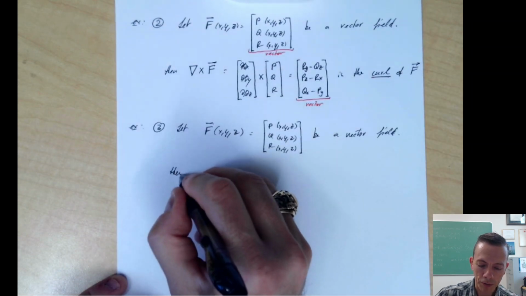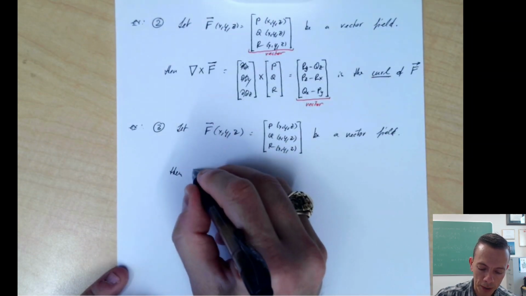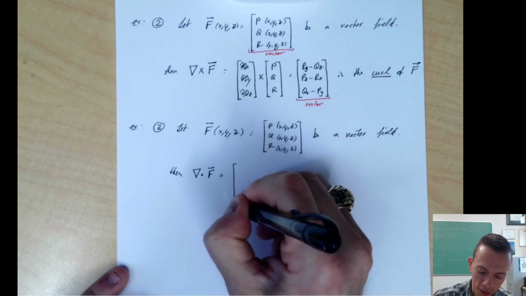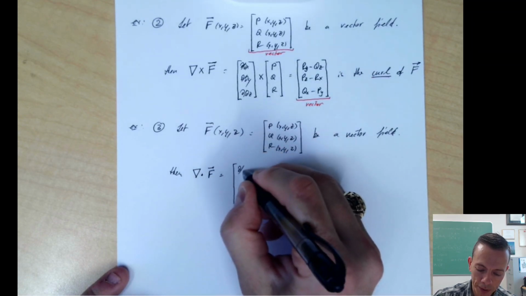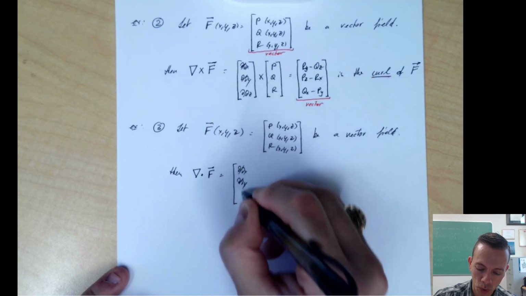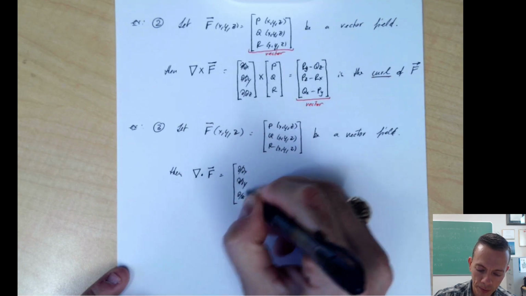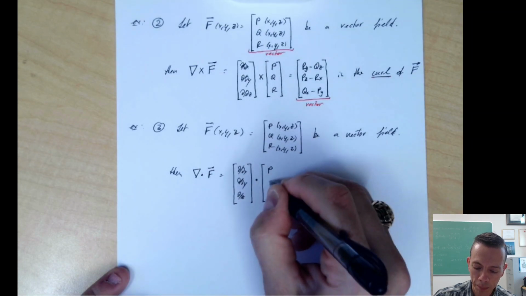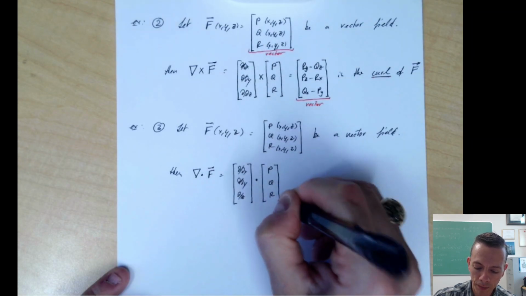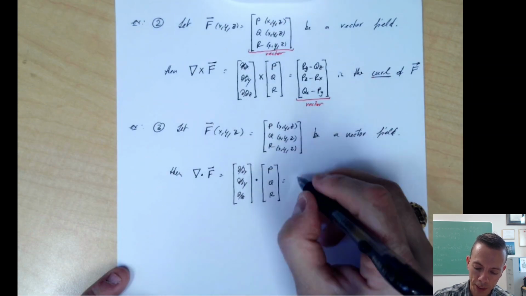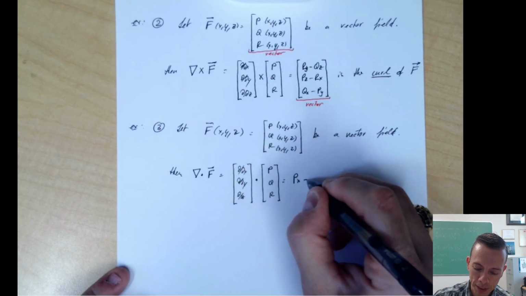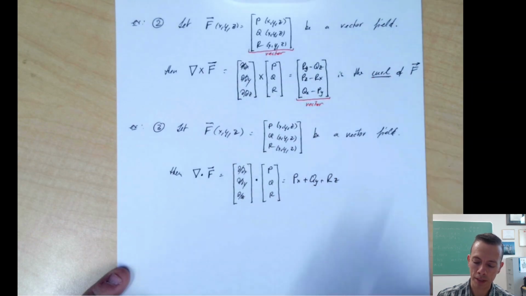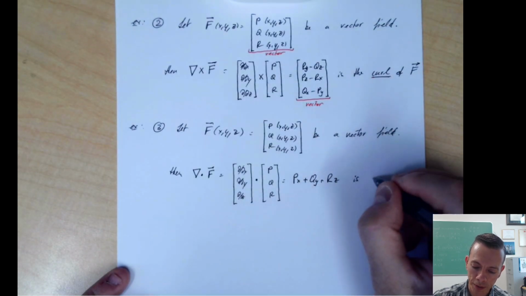So now instead of a cross product, we're going to use a dot product, nabla dot f. This means we take the vector of three partial derivatives with respect to x, y, and z, but now we do the dot product with P, Q, R. In this case, what we obtain is the scalar Px plus Qy plus Rz. And this quantity is called the divergence of f.